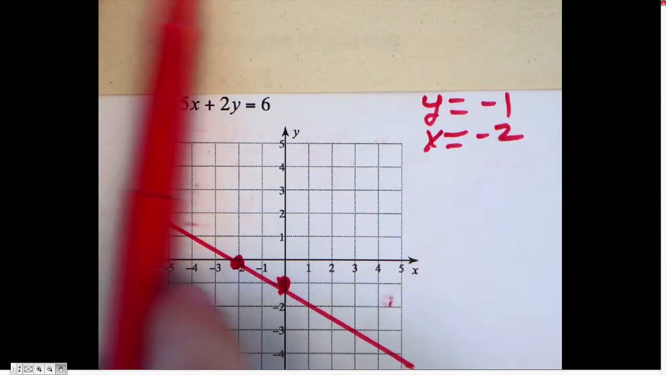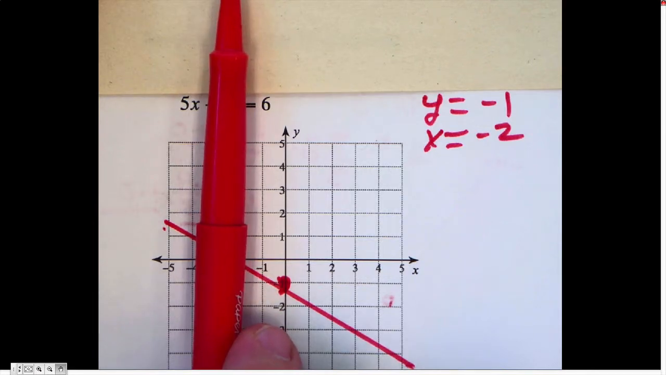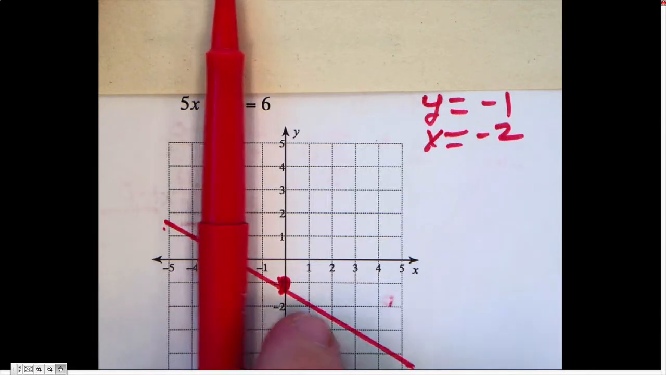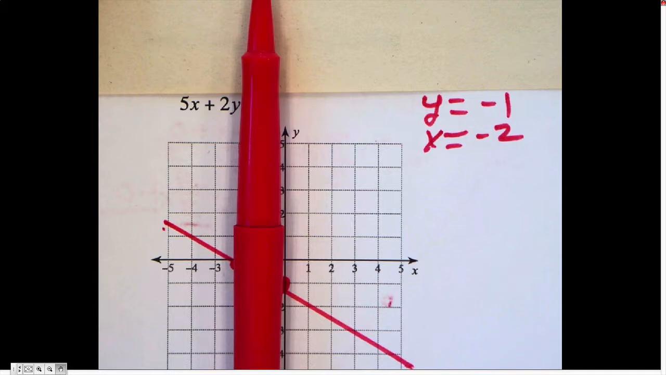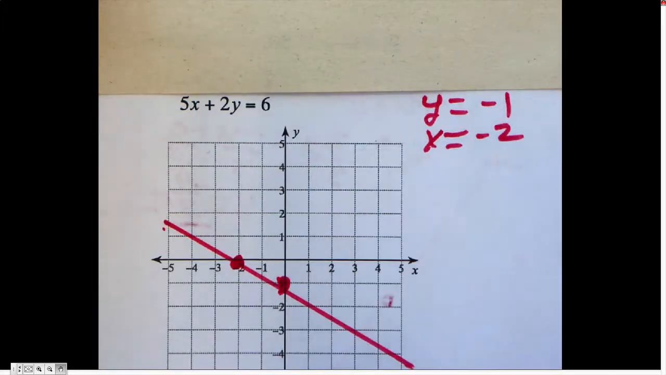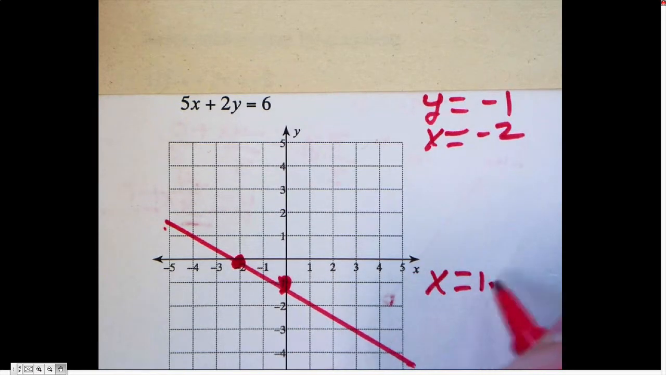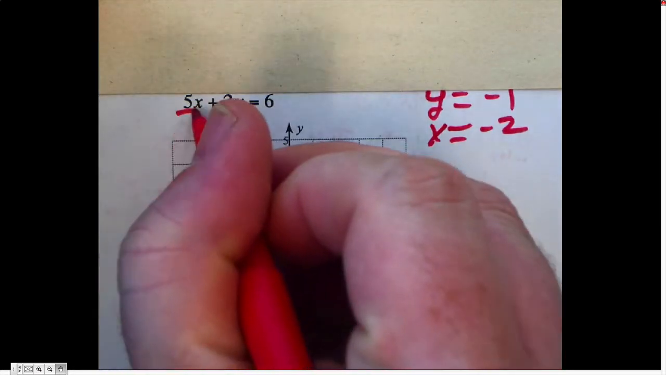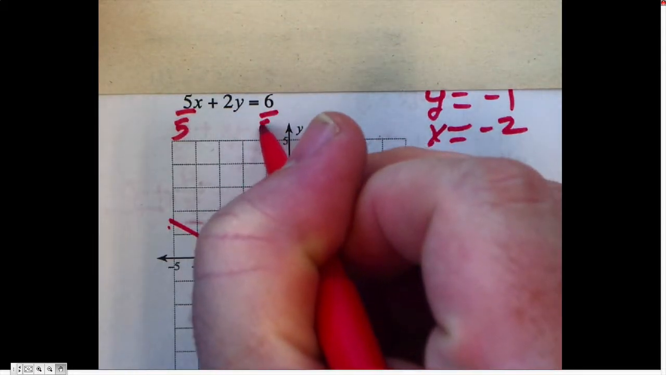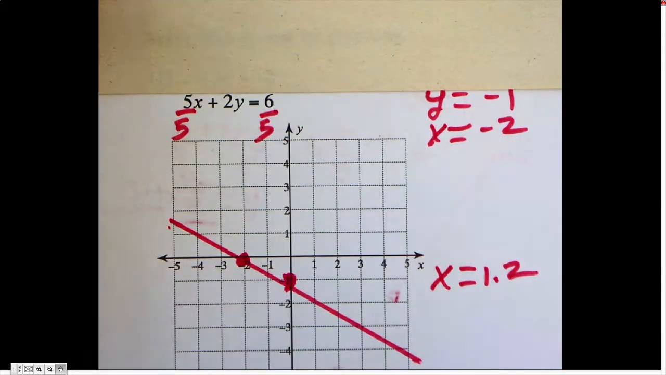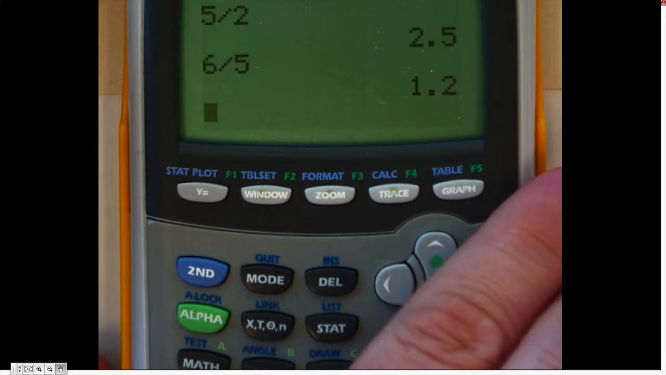When we cover up the y, we have 5x equals 6. So we need to know what 6 divided by 5 is. So 6 divided by 5, I'll just do it on the calculator, is 1.2. So our other line, we have x equals 1.2. So all we're doing is dividing by 5, and then I just do that right there on the calculator.